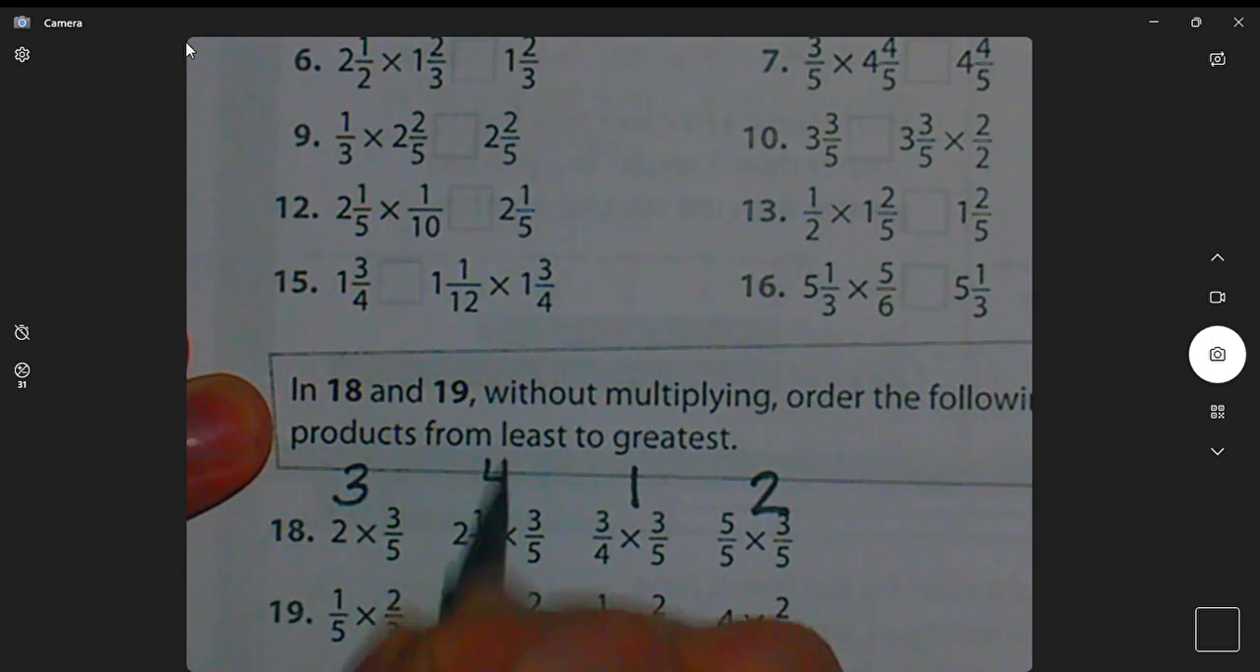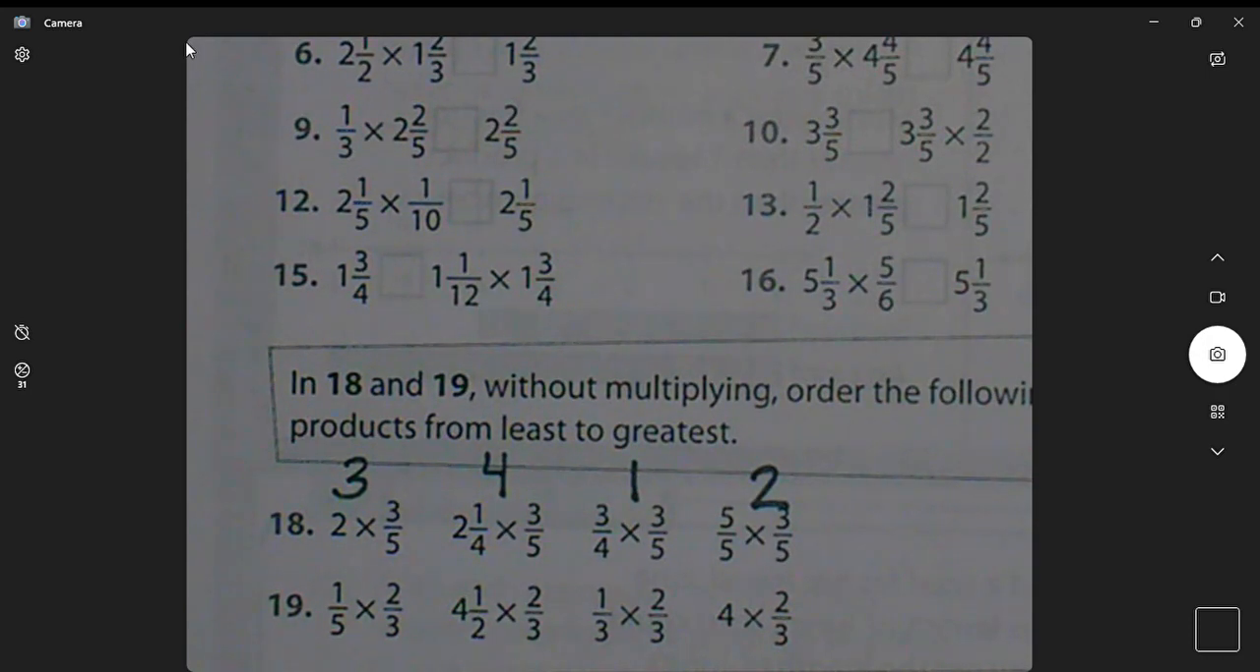And my greatest is 2 1/4 because you have a whole plus a little bit extra to deal with. So that will make your beginning multiplication problem bigger, which means your product will be bigger than what you're starting with. I hope this has helped, and I'll see you again real soon.